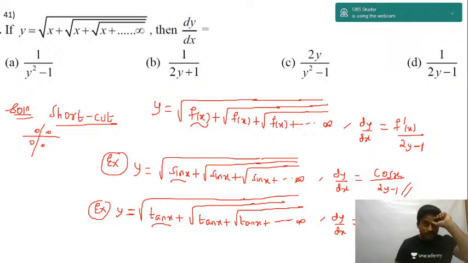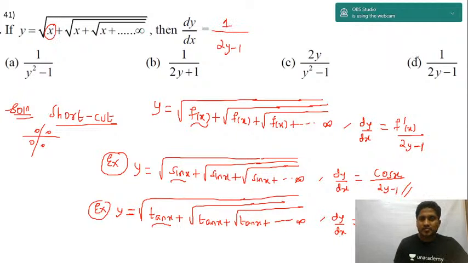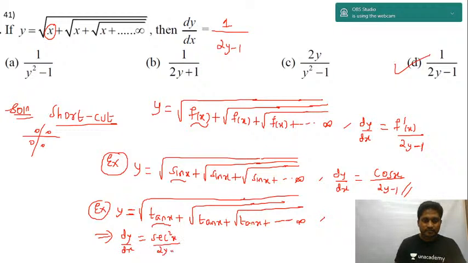Same logic. Yeah, you got the trick now. dy by dx is equal to, the denominator 2y minus 1 will be there. The differentiation of x is 1, so you get 1 divided by 2y minus 1. Good shortcut, right? That screen is blocking, guys, I will write here once again. So if I want to differentiate this, dy by dx is equal to the differentiation of tan x, which is sec square x, upon 2y minus 1. That's the final answer. That's called differentiation of infinite series. Okay, let's move to the next question, guys. Yeah, sec square x upon 2y minus 1, correct.